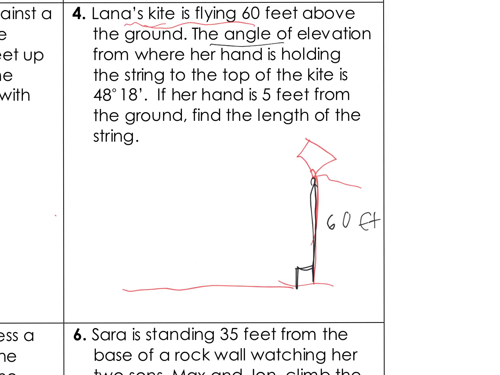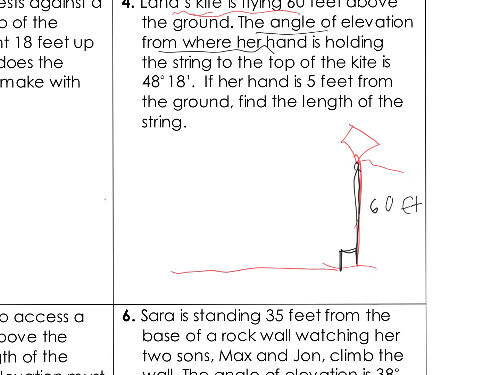What else do I know? The angle of elevation from where her hand is. Oh, well, I better draw Lena. Lena is this young lady that looks something like this. And yes, she has hands. And I may as well be creative with her Goldilocks. From her hand, there was an angle of elevation. So in order to have an elevation from her hand, I need a horizontal. Always need the horizontal in order to make that angle of elevation. There it is. There's that theta.